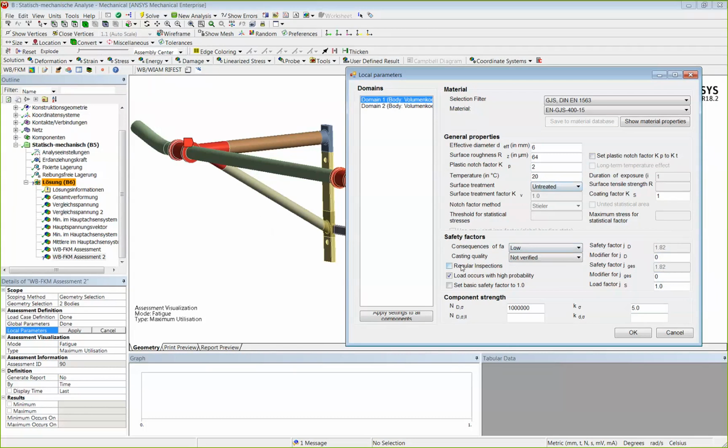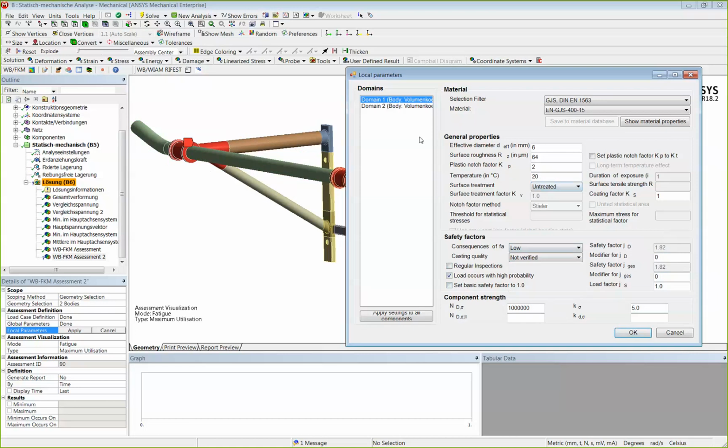Good. Regular inspections, no, not really. Maximum load, yeah, that's probable. Set basic safety factors to 1. That is a special point where we just say we want to see if our degree of utilization comes from our safety factors or from our part. So I won't use them now.